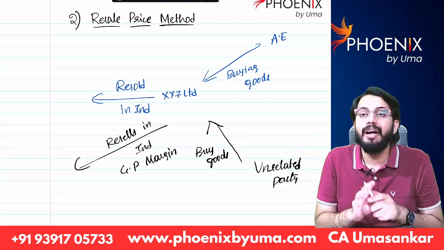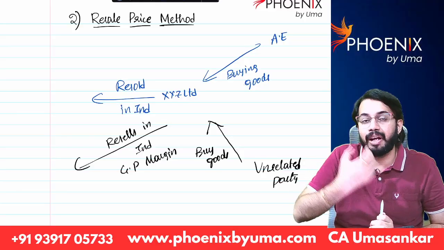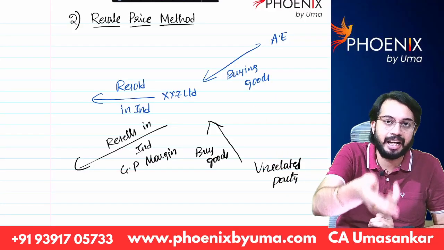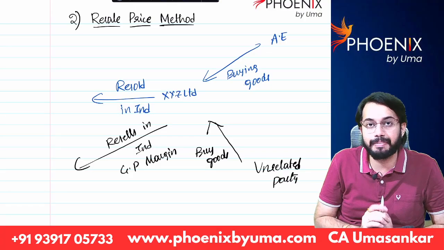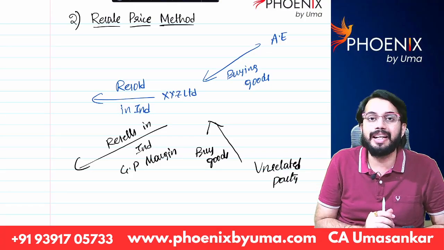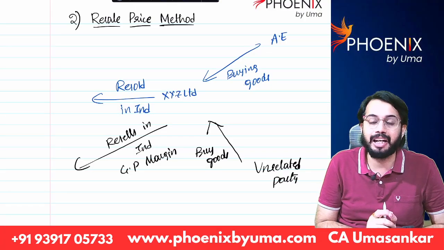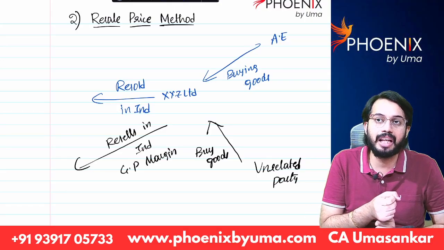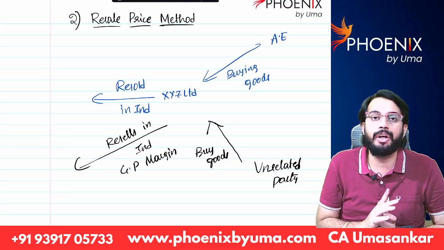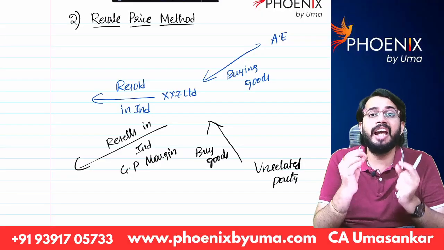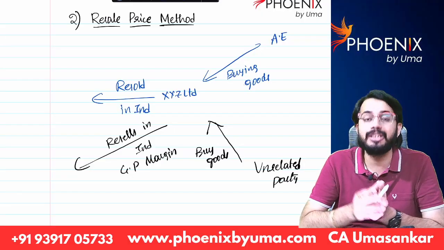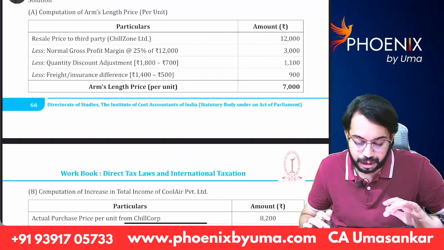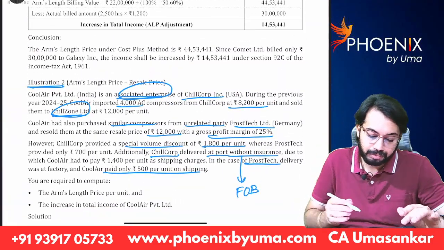So very simple. Whenever one company buys goods from an unrelated party and resells in India, then for calculation of arm's length price, we are going to use resale price method. Are you able to understand? In the unrelated party transaction, whatever the GP margin is, using that GP margin, we are going to calculate arm's length price. Exactly how to calculate arm's length price, you will understand if we do one problem. Let us do one problem so that you will get better clarity.